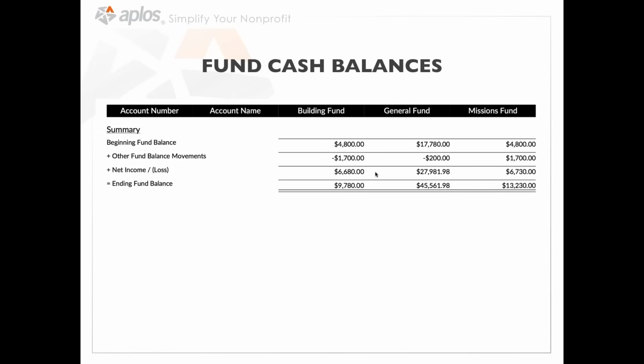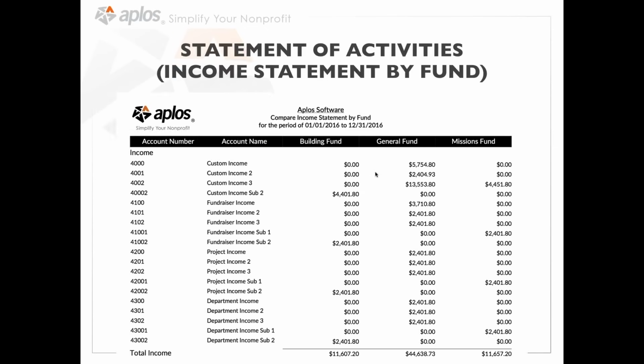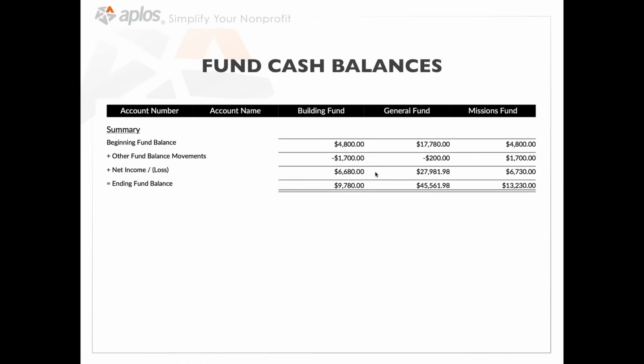Well, in Aplos and in a lot of fund accounting systems, they have a summary that shows, at the beginning of the period, and in this case it was January 1st, 2016, my beginning fund balance for all of my funds at the top line here. So $4,800 in building fund, $17,780 in general, and $4,800 in missions.